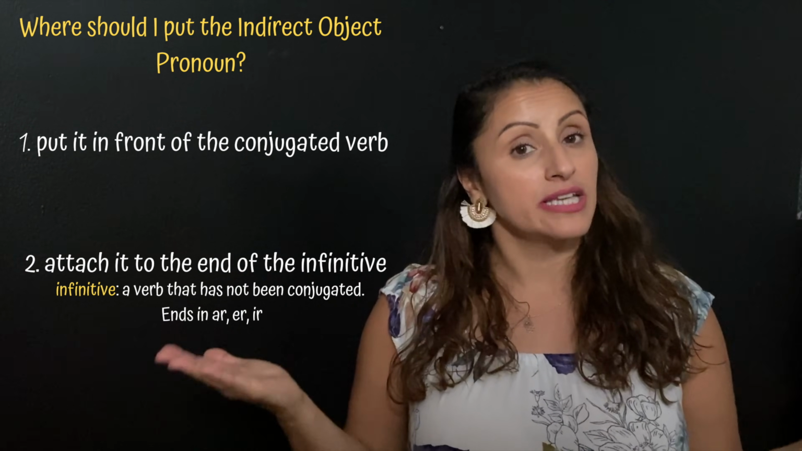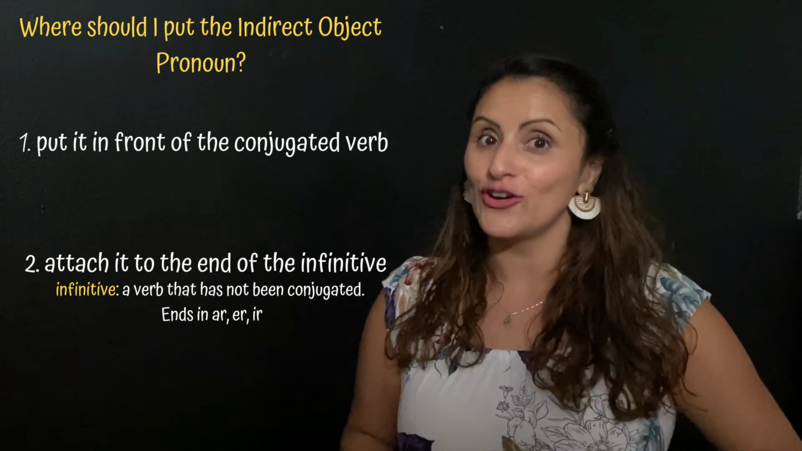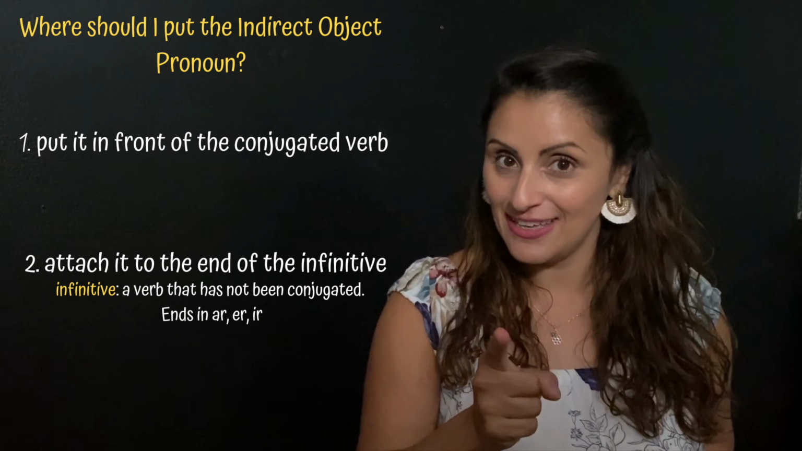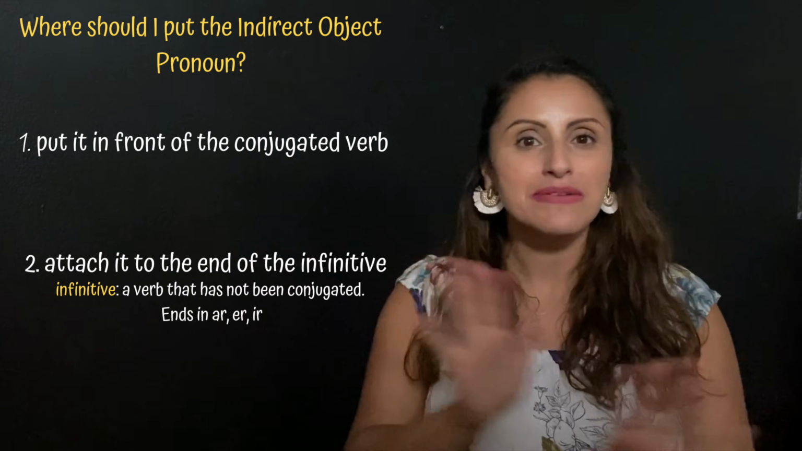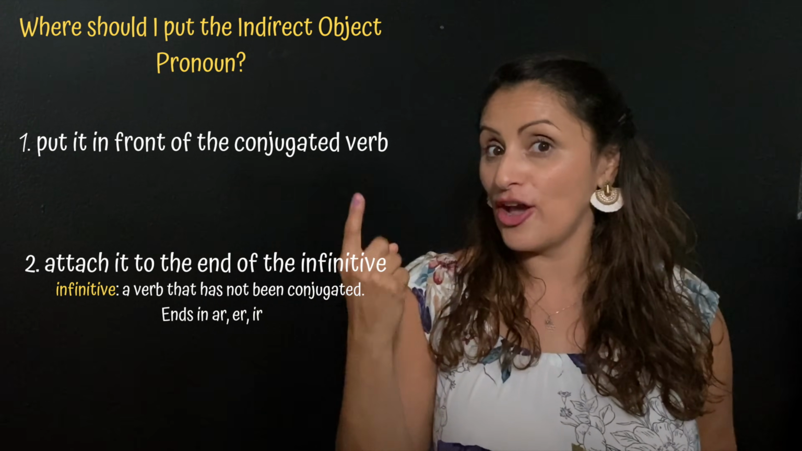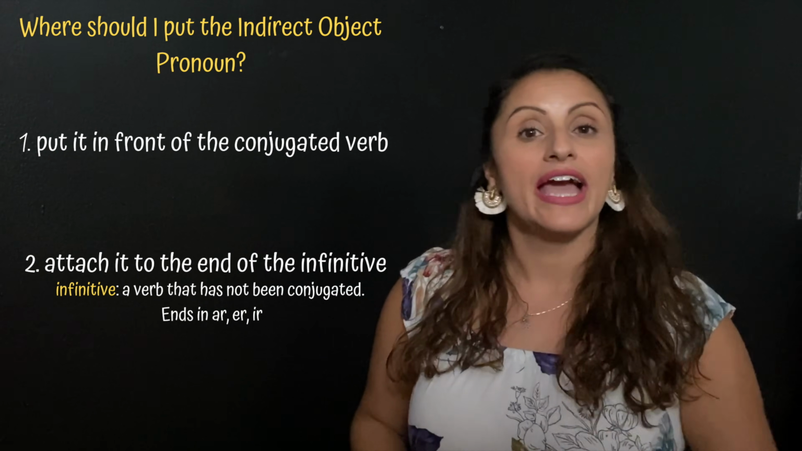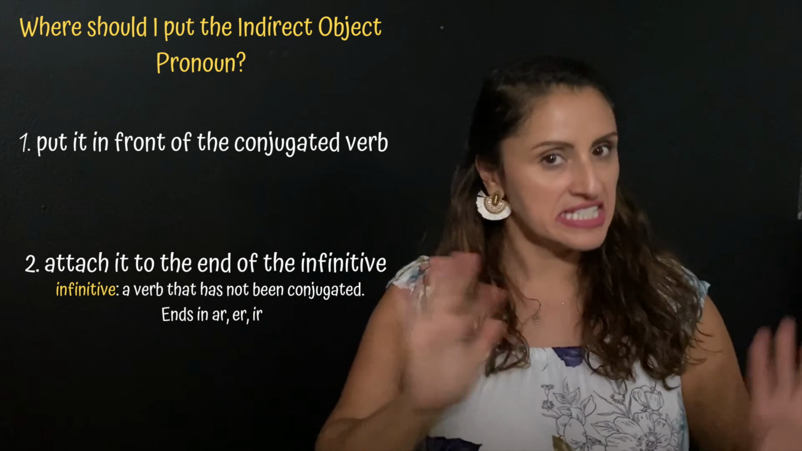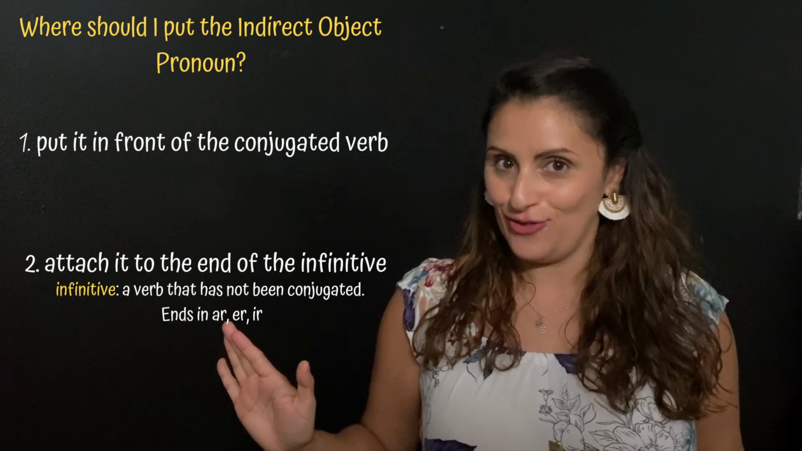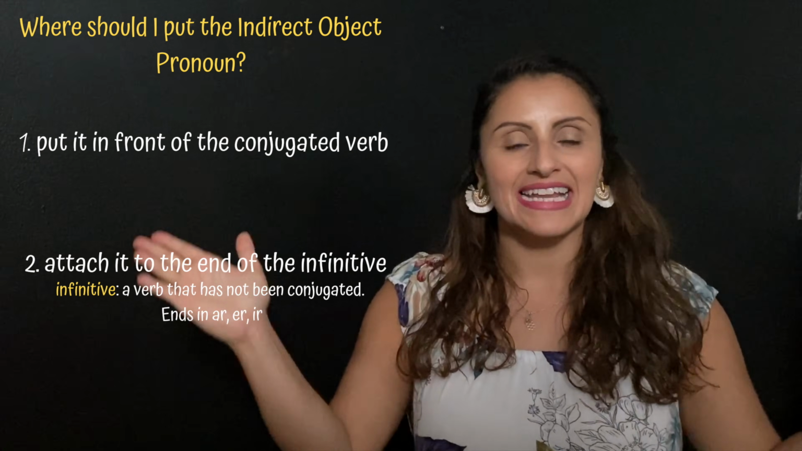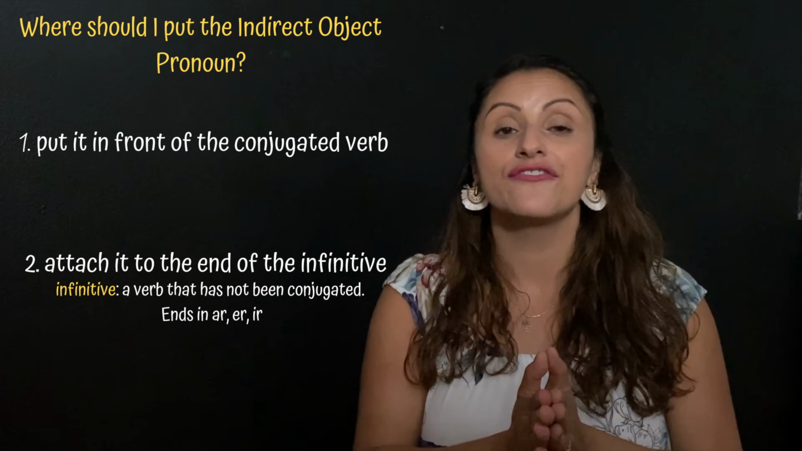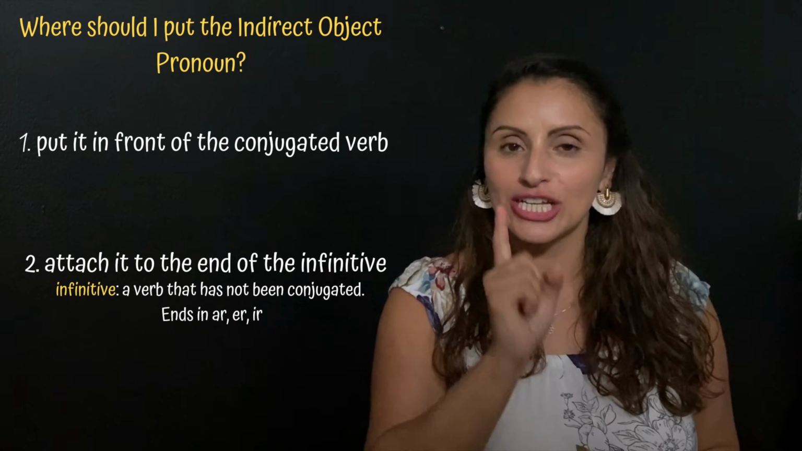But if we happen to have a sentence that has a conjugated verb and an infinitive, which remember, it's a verb that has not been conjugated, they end in AR, ER, or IR, then we have 2 options. 1, we can still put it in front of our conjugated verb, or we can attach it to the end of the infinitive. Let's look at an example.